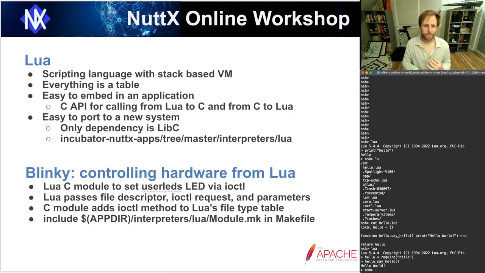And then in order to use that in our program, when we load this C module, it'll go and look up Lua's file type. And this file type is just a table. It's got a bunch of different methods as members. And so we'll add our ioctl method right at the end.